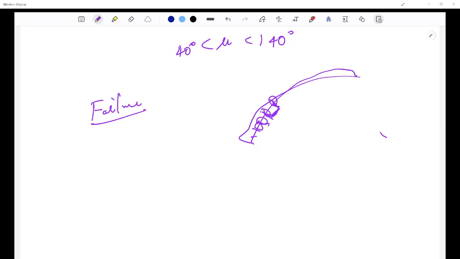Okay. So can a two force member experience bending?